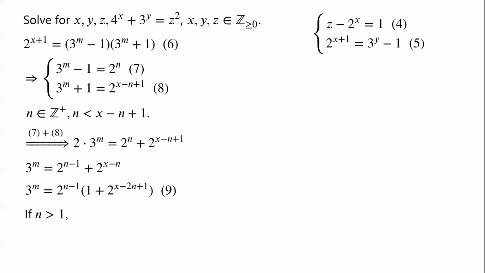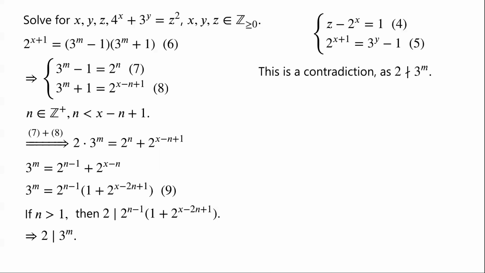If n is greater than 1, then 2 divides 2 to the power of n minus 1 times 1 plus 2 to the power of x minus 2n plus 1. From equation 9, we know that 2 divides 3 to the power of m. This is a contradiction, as 2 does not divide 3 to the power of m. Therefore, n must be equal to 1. From equation 7, we have 3 to the power of m equals 2 to the power of 1 plus 1, which is 3. So m equals 1.